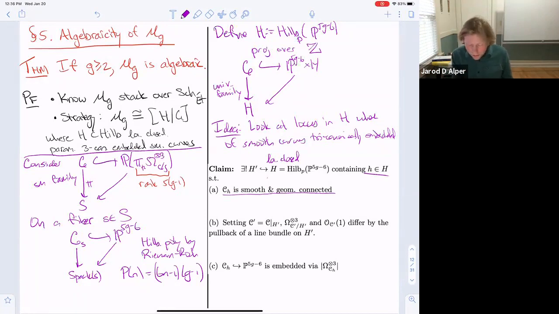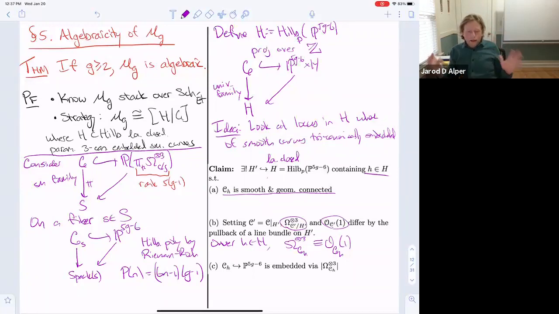Moreover, we want to assume that the third canonical and the O(1) differ by the pullback of a line bundle. Maybe simpler, over a fiber h in H, this is just the condition that if I take the third canonical of that fiber, it should be isomorphic to O(1). So we don't want our curves to be embedded by some other line bundle. We want them to be tricanonically embedded.